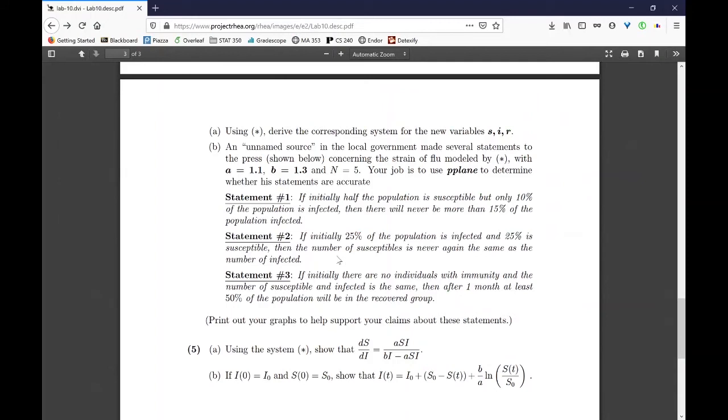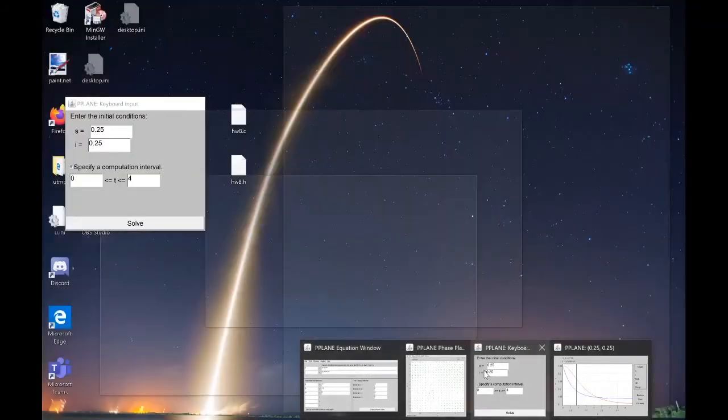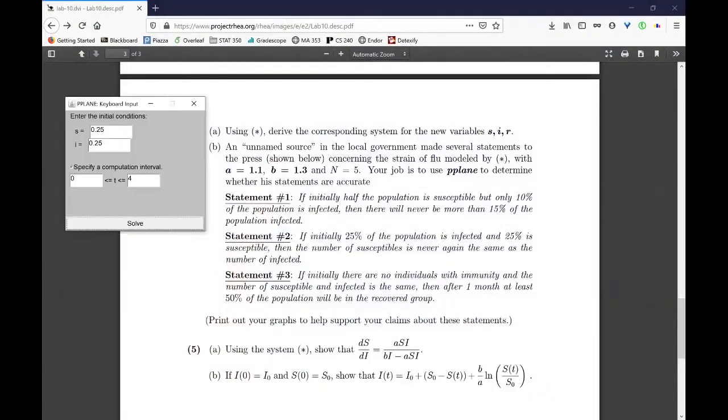Now for statement 3. If initially there are no individuals with immunity and the number of susceptible and infected is the same, then after 1 month, at least 50% of the population will be in the recovered group. Initially there are no individuals with immunity, so none recovered, which means that 0% of the people are recovered, and the number susceptible and infected is the same. So we have s plus I plus 0 is equal to 1, and so we get s is equal to 0.5, and I is equal to 0.5. This means that half of the population is susceptible and half of the population is infected.